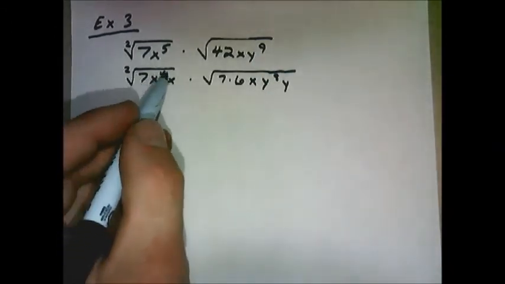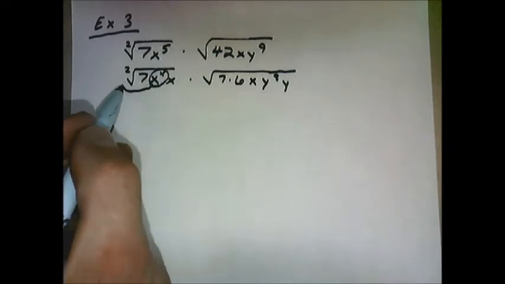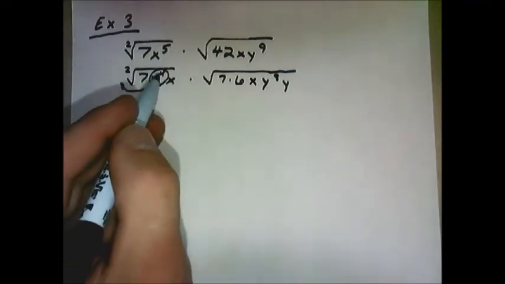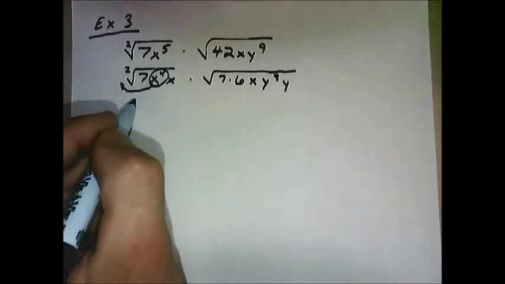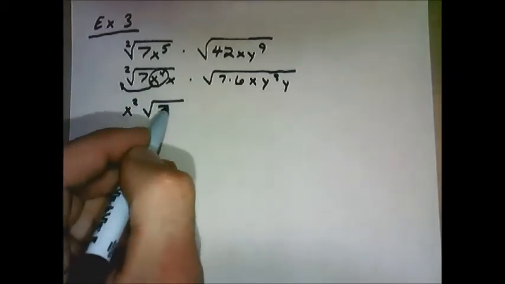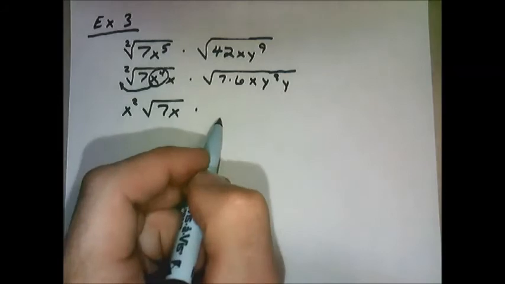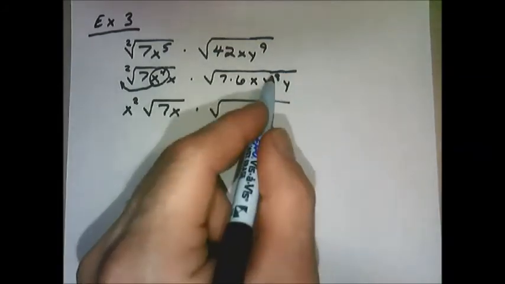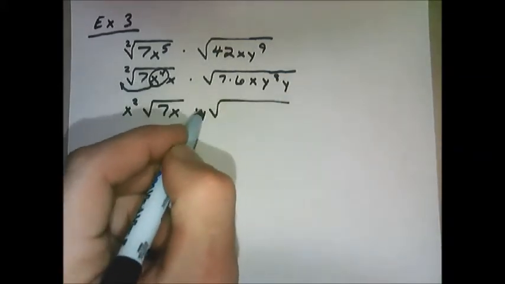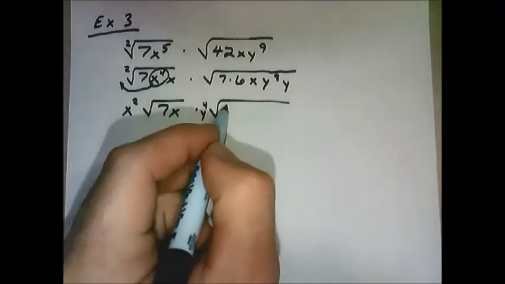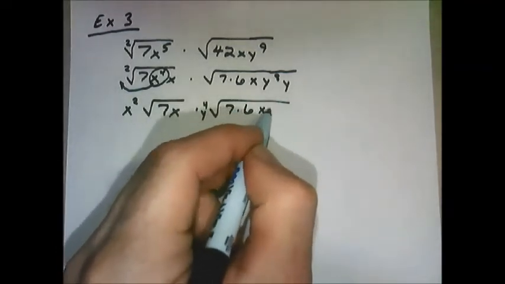Now cleaning this up, x to the 4th is going to come out. Remember, we're going to divide the exponent by the index, so we get x squared, square root of 7x, times, we're going to bring our y to the 8th out, so we get y to the 4th, and then 7 times 6, x, y.